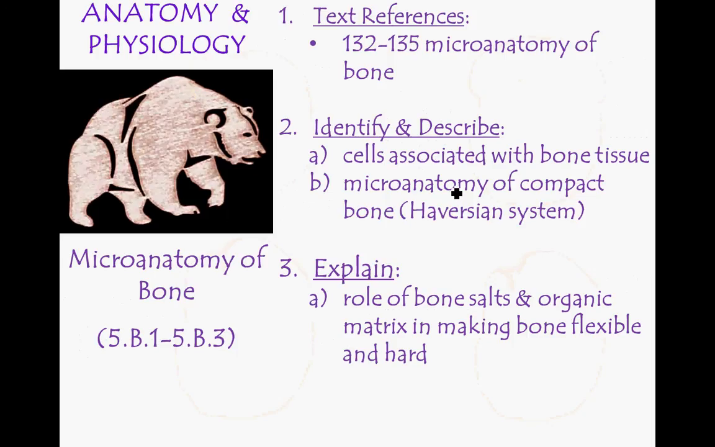Okay. So hopefully you've been able to now identify and describe the cells associated with the bone tissue, and again, we had 4 different cells. A little bit about the microanatomy of compact bone as well as the cancellous bone, and then the role of the bone salts, that hydroxyapatite, and the organic matrix with the collagen fibers that are in there.